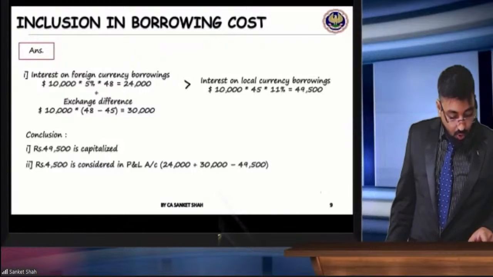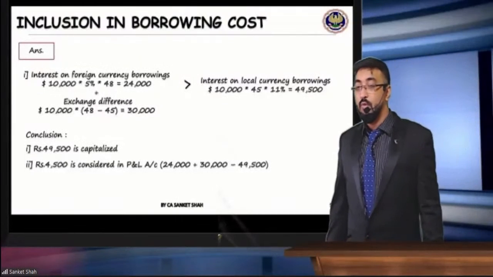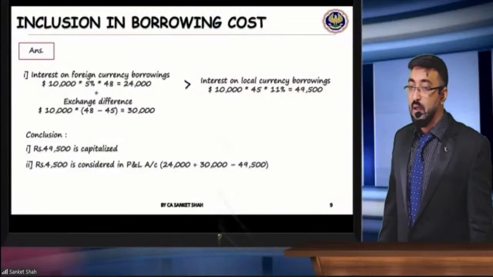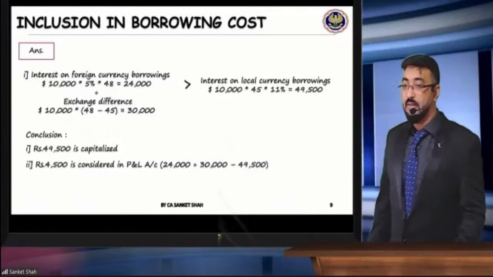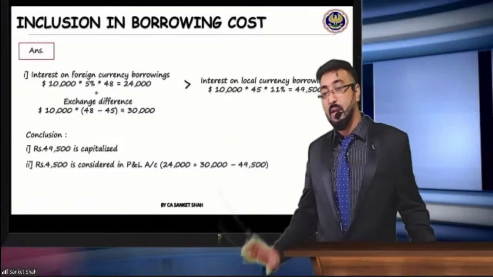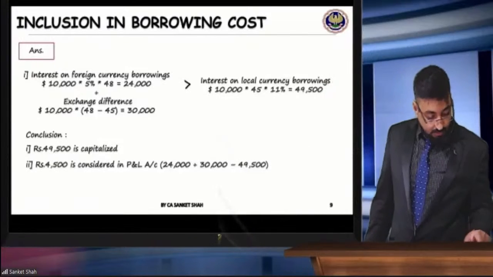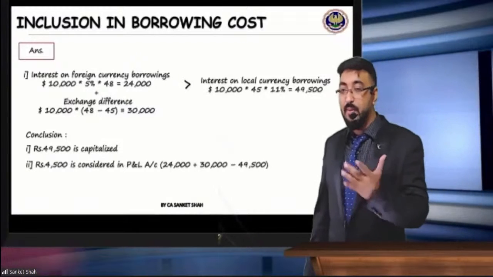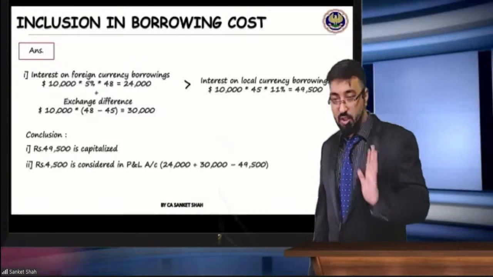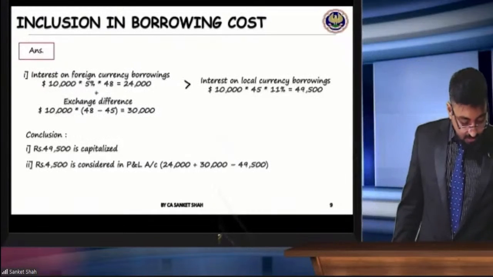No, beta. We don't have to pass any entry, Nandishwaram, in this case. We just have to write the amount for this: 49,500 is capitalized and 4,500 will be considered in the profit and loss account. This is the conclusion that you have to write in the exam. The entry is exactly asset account debit, P&L account debit to cash, but there is no need for any entry for this in the exam.